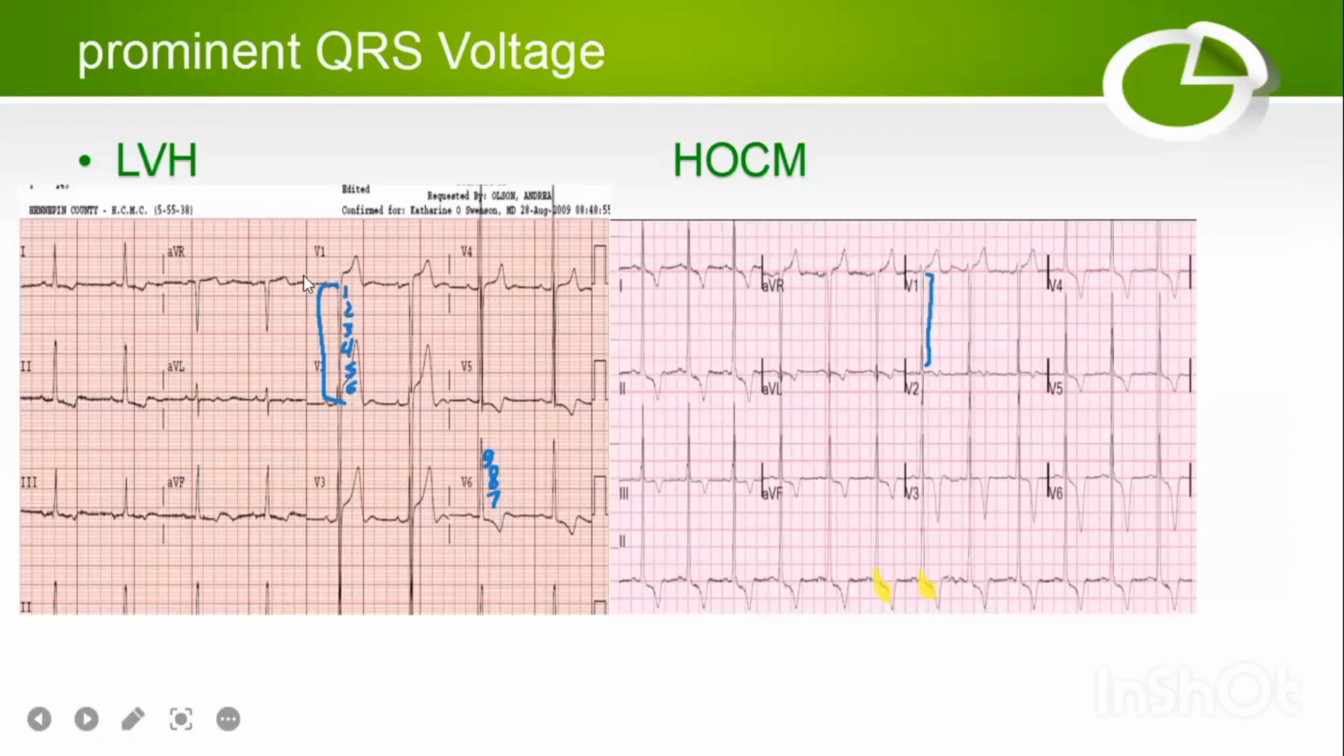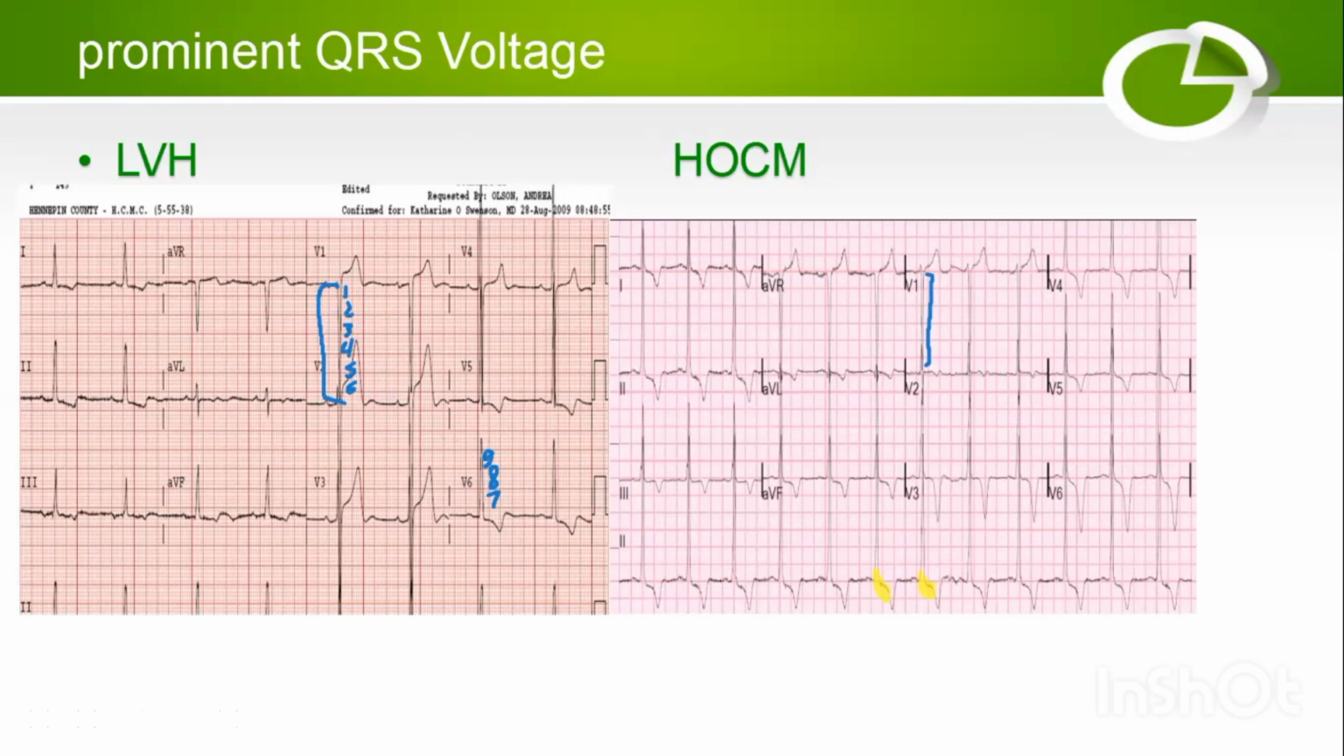Here we can see two ECGs. In the right ECG, we see an abnormal, prominent voltage of the S wave in V1 and prominent voltage of the R wave in V6. Counting the large squares, 1, 2, 3, 4, 5, 6, 7, 8, 9, the summation of the S in V1 and R in V6 is 9. If the summation of these voltages is more than 7 large squares, it is diagnostic for left ventricular hypertrophy.